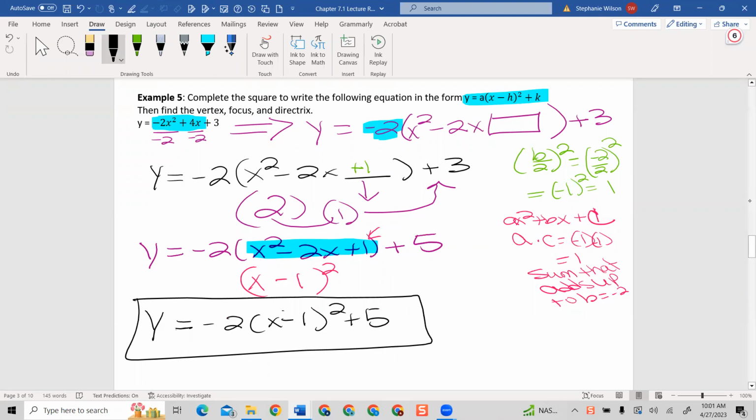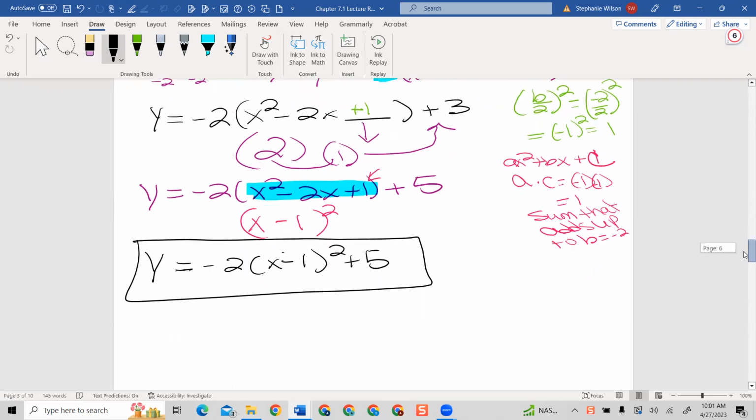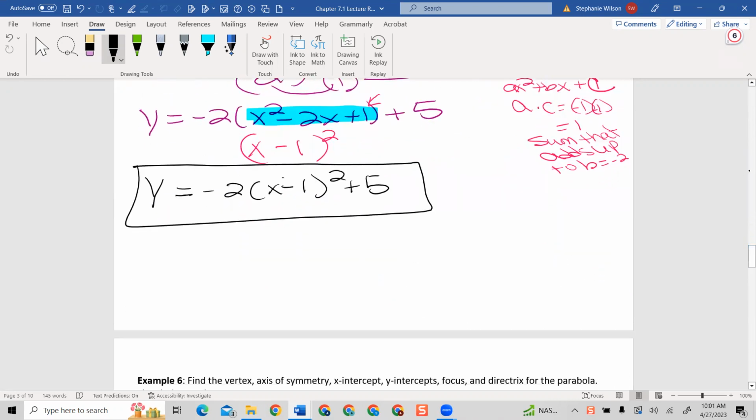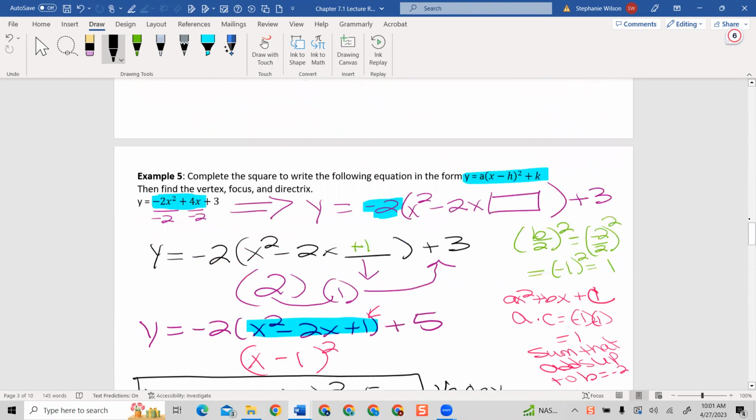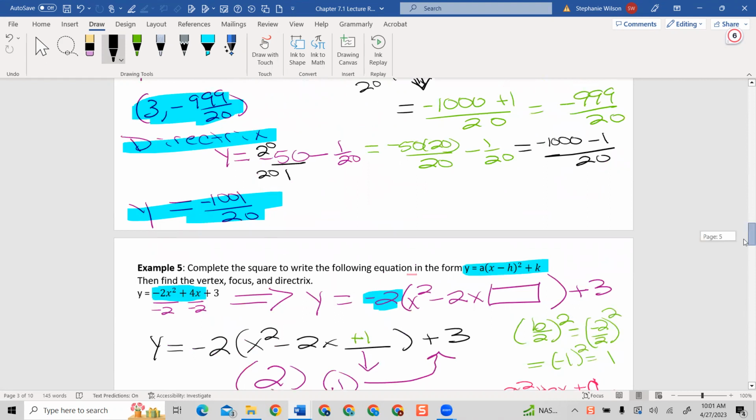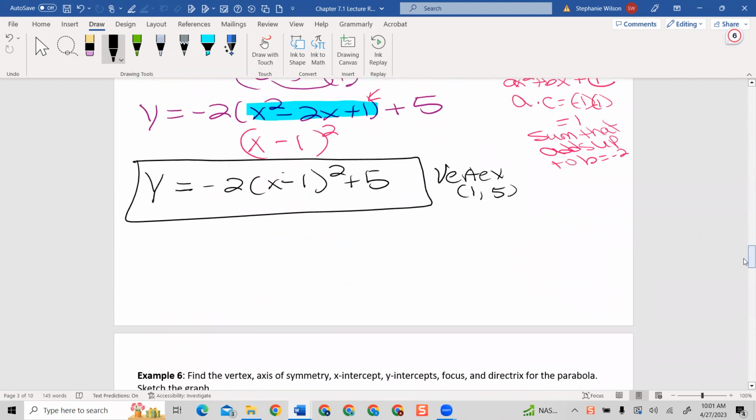The vertex is going to be easy too, right? The vertex was h comma k, so my vertex here is going to be 1 comma 5. We're good with that. Let's see, the focus is going to be, apologies, hit a button. The focus is going to be h comma k plus p. Well, 1 for h. What is my p? Have we figured that one out? We have not. So let's look at it.